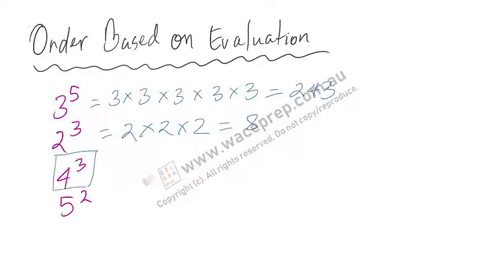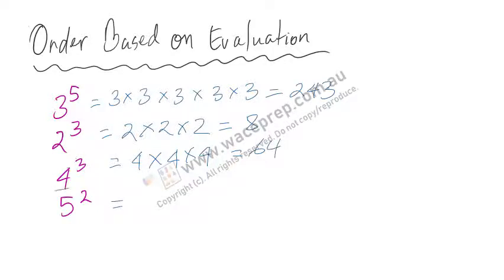Next we have 4 cube, which basically means there are 3 4's. So 4 times 4 times 4. The base, which is 4, must be repeated 3 times. Okay, so 4 cube is 64. So we have 64.